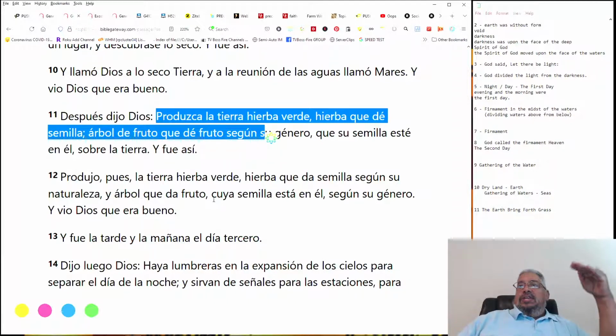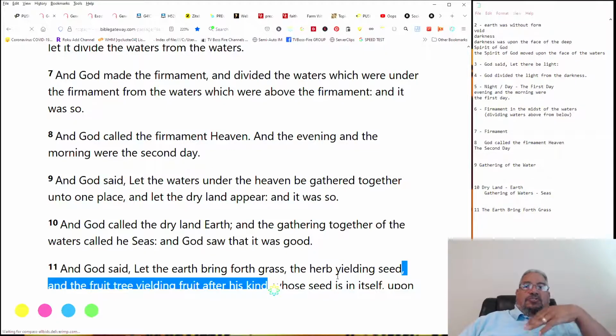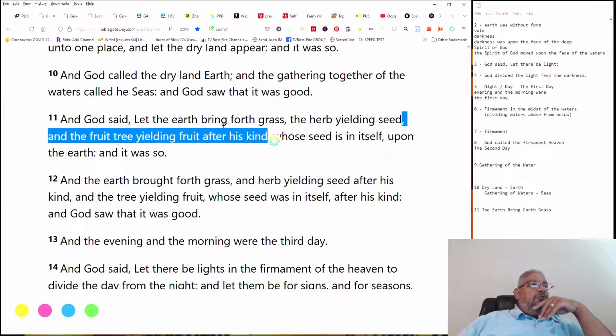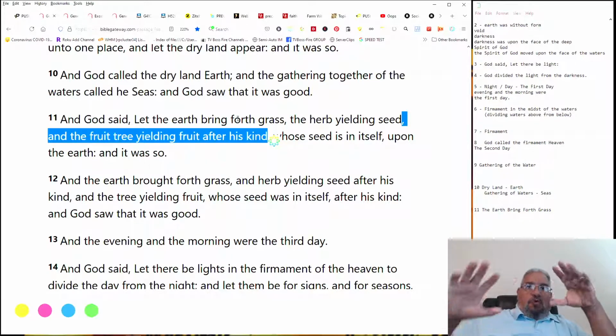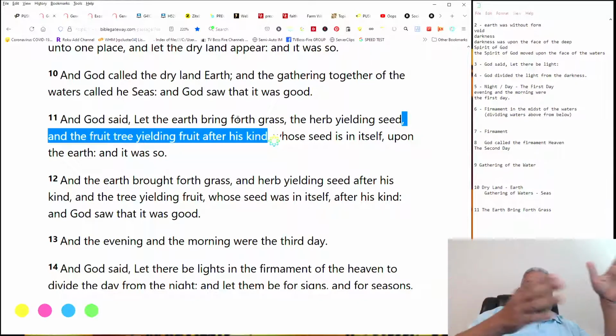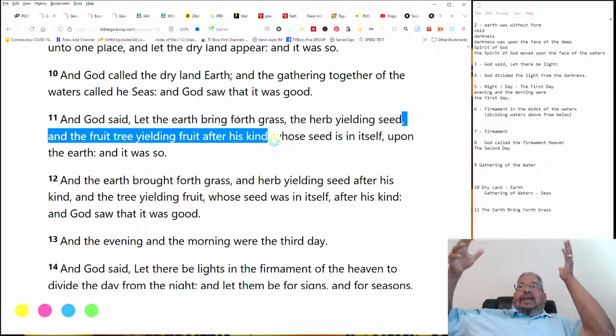The idea is that all of this is the creation. So the assumption here is that all of this is the creation. When you assume that all of Genesis 1 is the creation, then when you see "let the earth bring forth grass," you automatically interpret it to mean that God created the grass.